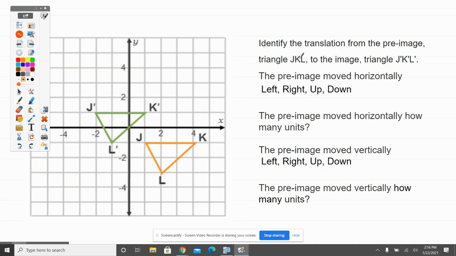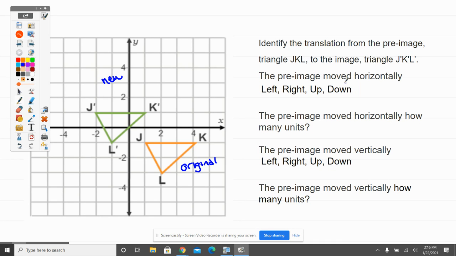So here they say identify the translation from the pre-image, triangle JKL, to the image, triangle J prime, K prime, L prime. So what's that saying? This statement just tells me JKL is the original and this is the new one.